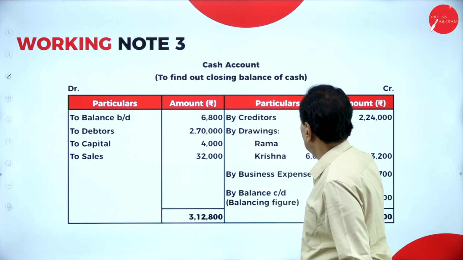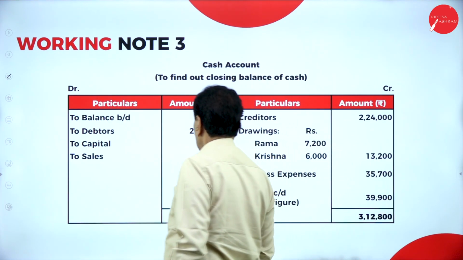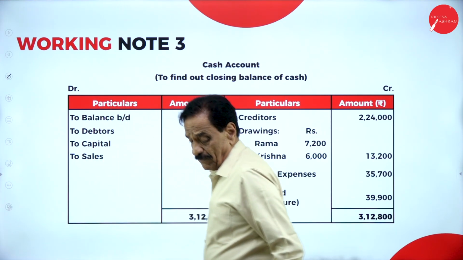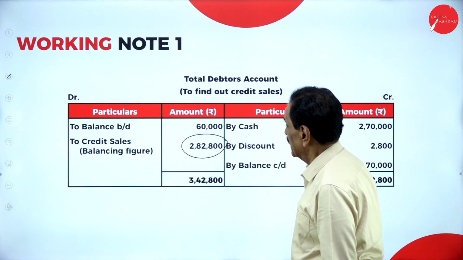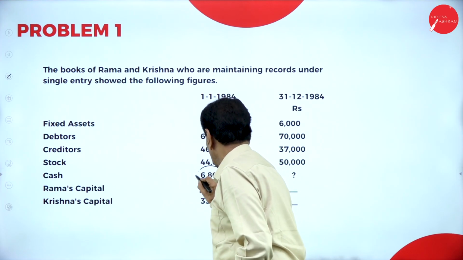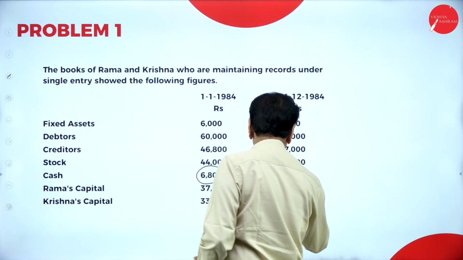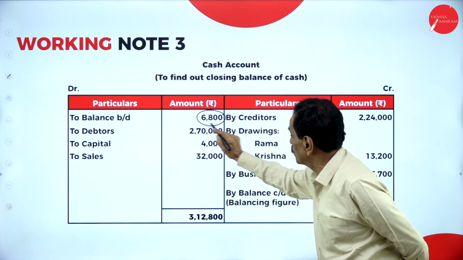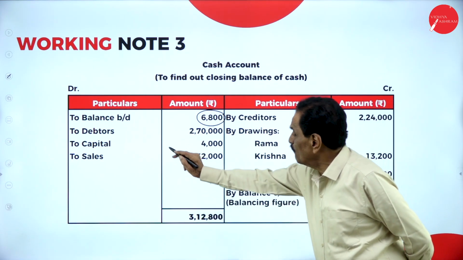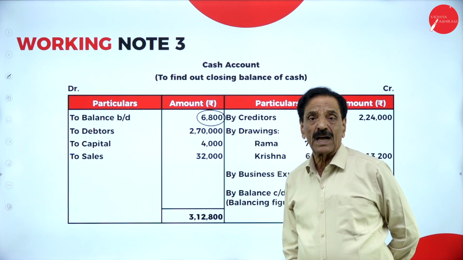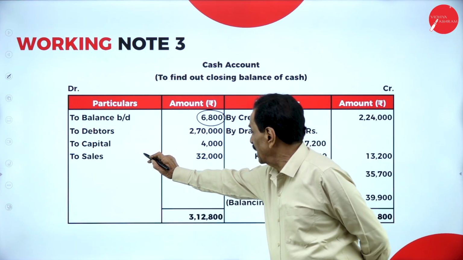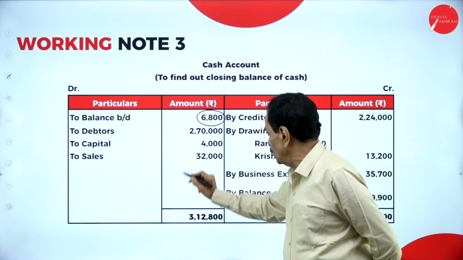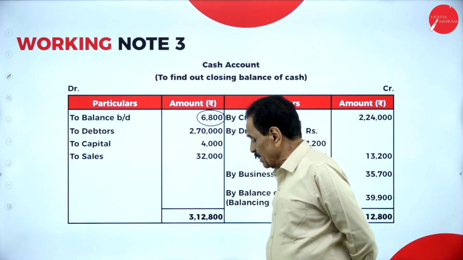We'll move on to cash book now. To find out the closing cash balance, we start with the opening balance of 6,800. If you see your cash account, you can understand how much is there. 6,800. Question mark means you have to calculate the closing cash. How much money you received from the debtor? 2,70,000. Additional capital introduced 4,000. Cash sale is 32,000. Totally it will work out 3,12,800.